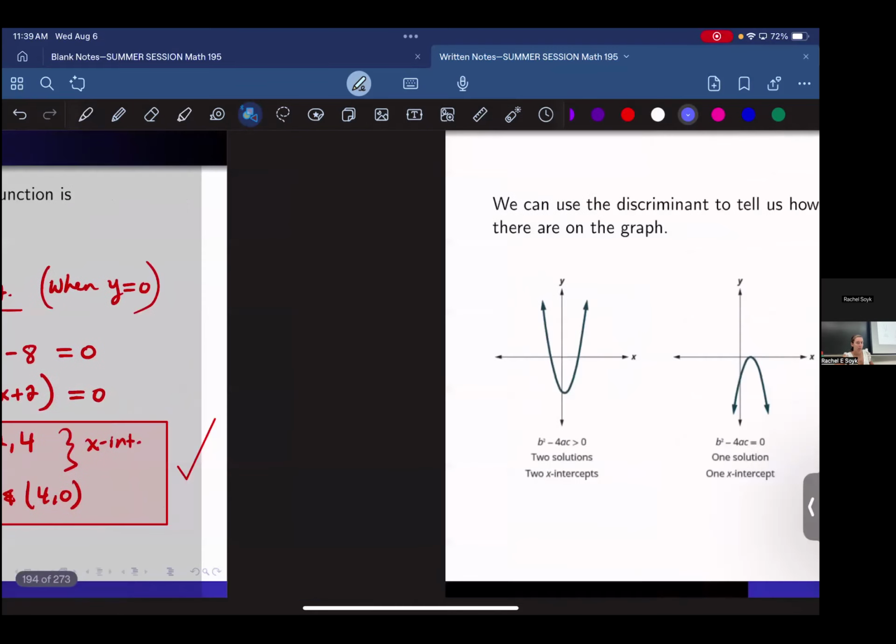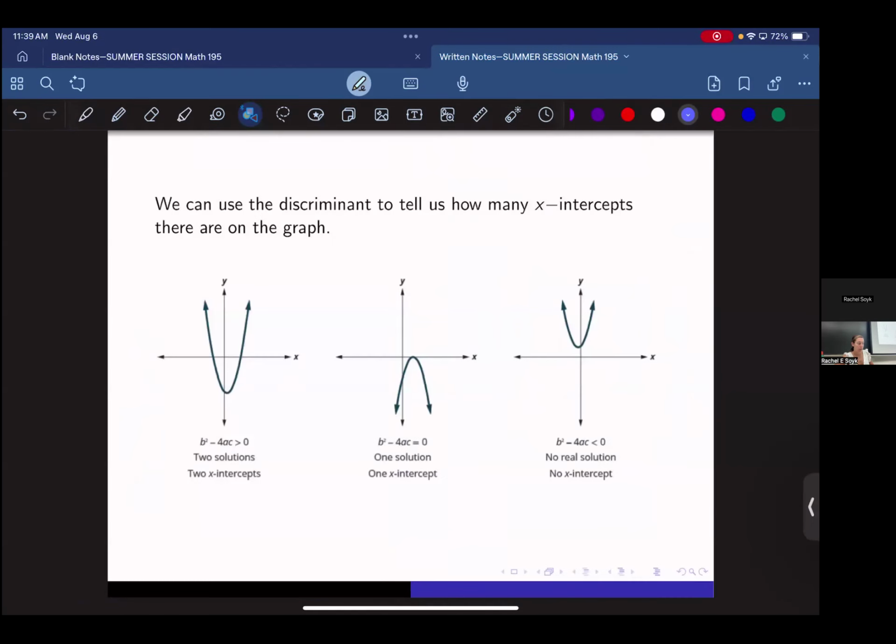And now we'll jump into discriminant. You have learned about this a bit in Math 190. Our whole b squared minus 4ac, which is essentially what falls underneath that square root sign when we're looking at our quadratic formula to find x-intercepts.